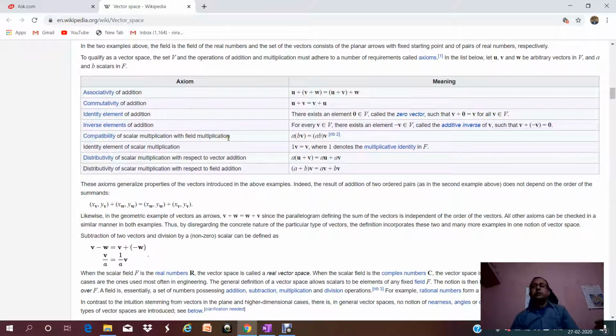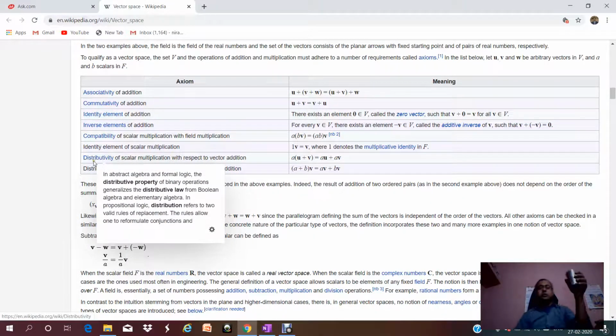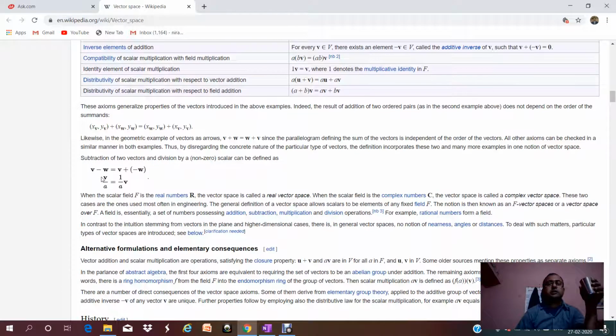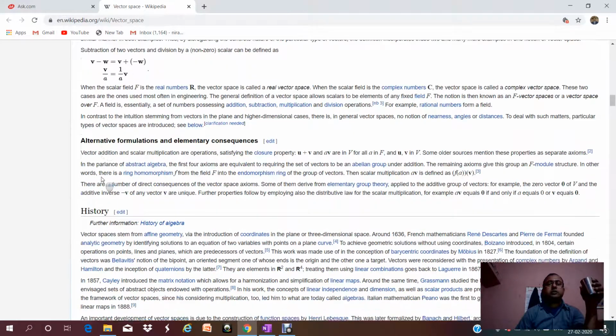So these are the axioms that must necessarily be fulfilled to be a vector space. Now I will discuss more things about this.